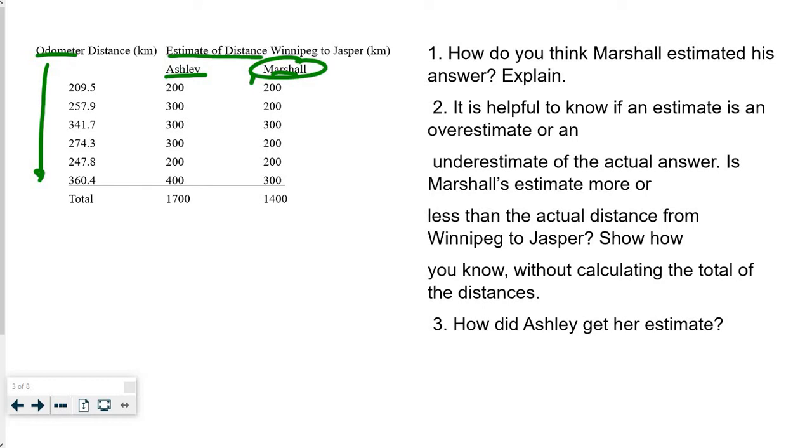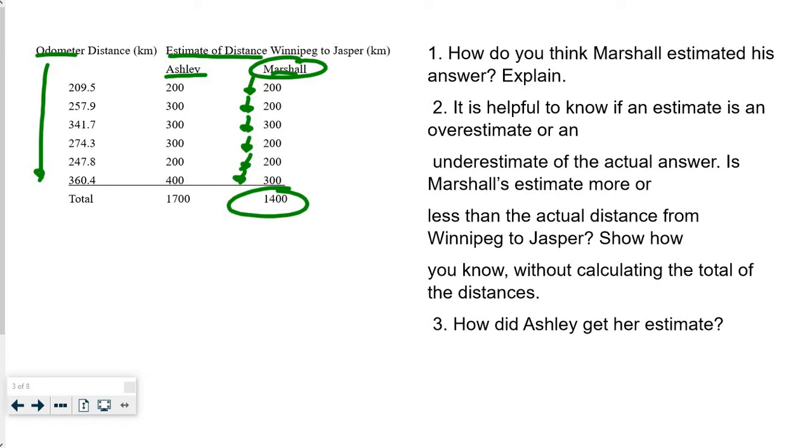209.5, and Marshall guessed lower at 200. 257.9, he guessed 200. 341, 300. 274, 200. 247, 200. 360, and 300. So on every single one, he estimated lower than what it was. So that's how he came up with 14. So if we knew that he underestimated on everything, we know that it's not going to be 1,400 kilometers from Winnipeg to Jasper. It's going to be more than that, but we're not sure how much more.